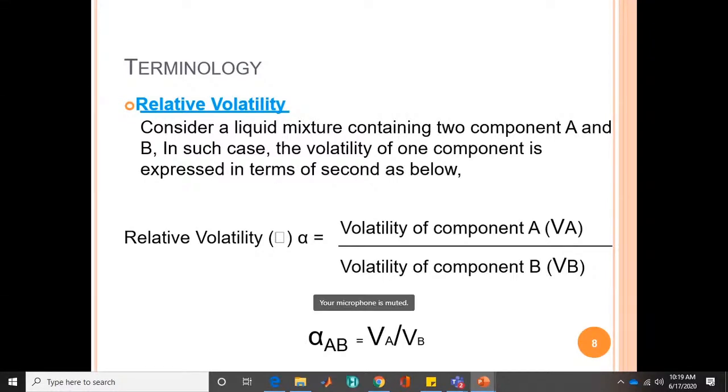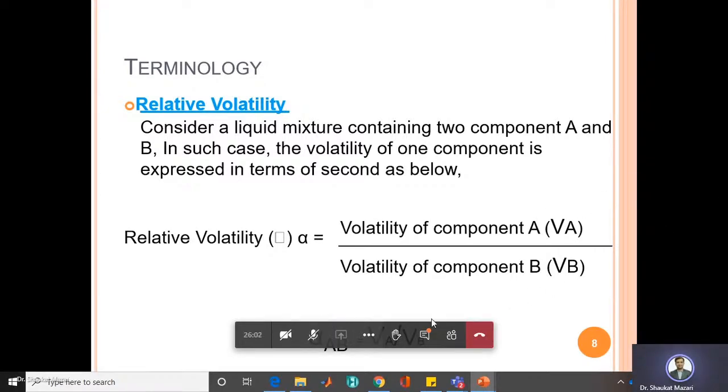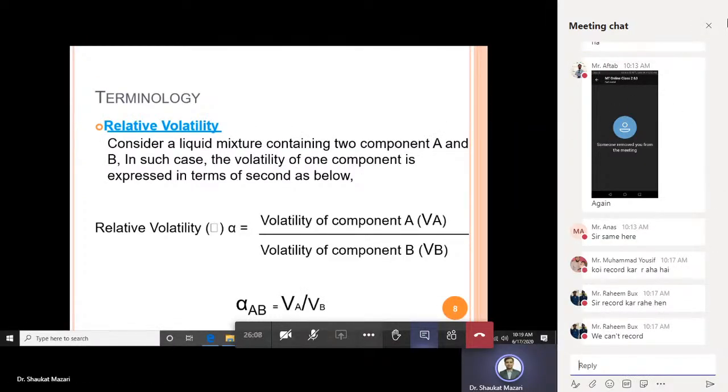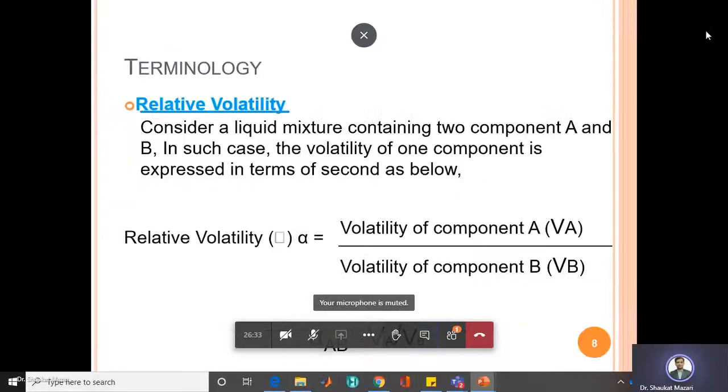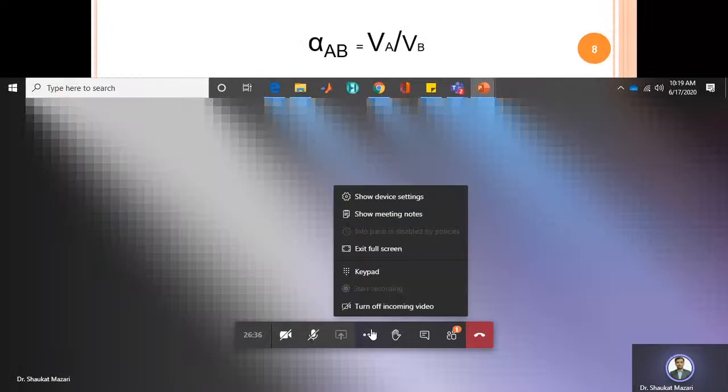So if the relative volatility is 1, there would be a major hurdle in separating the components. You cannot separate them. So that is an important thing. There must be some relative volatility. It means that the volatility of one component must be different from the volatility of the other component. If they both have similar or the same volatility, you cannot separate them. So alpha is going to define which component is more volatile. So this is one of the important factors, you can say, in distillation.